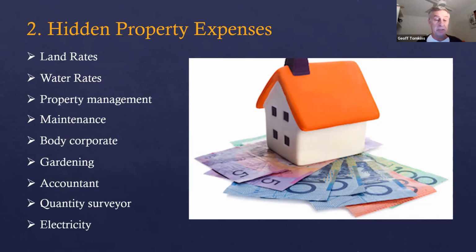And is there any large expenses coming up? For example, if you're buying an apartment and it's got a rooftop swimming pool and the swimming pool's leaking, or it needs recoating, or the lifts are past the use by date, can be very, very expensive.